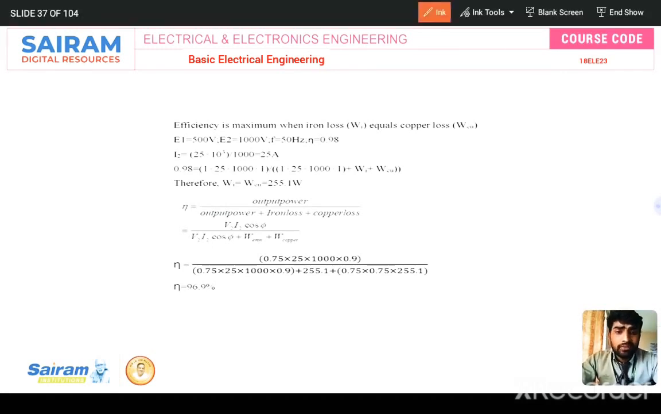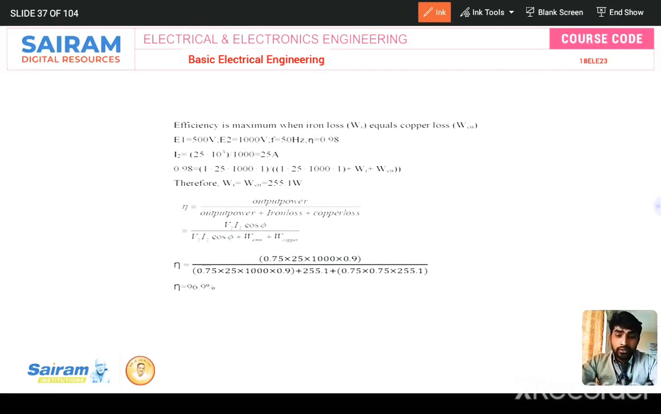See here, at maximum efficiency the iron loss and copper loss are equal, Wi is equal to Wcu. Already we derived the EMF equation and the condition for maximum efficiency: iron loss is equal to copper loss. E1 is equal to 500 volts, E2 is equal to 1000 volts, and the frequency they have given is 50 hertz. And the efficiency they have given, at the condition for maximum efficiency, is 0.98.